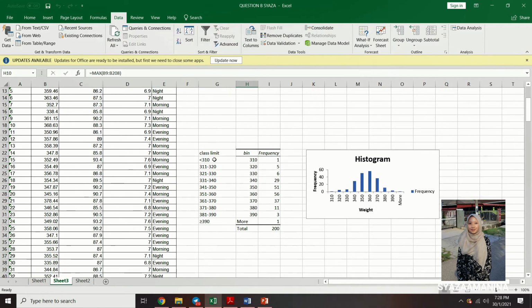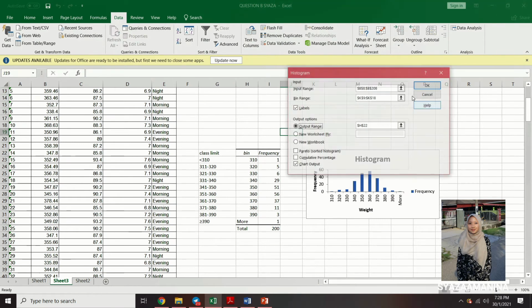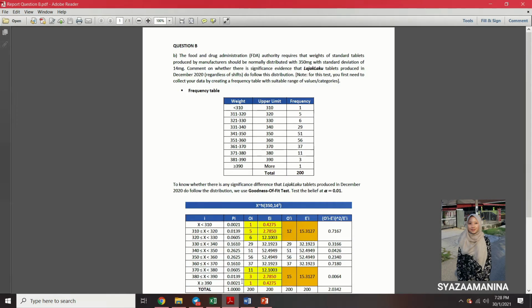Then we can create a suitable range of weight to get the frequency table by using a function in Excel, where we choose Data Analysis, then we choose Histogram. For the input range, we put the weight, and the bin range is the upper limit. Then this is the frequency table that we got.